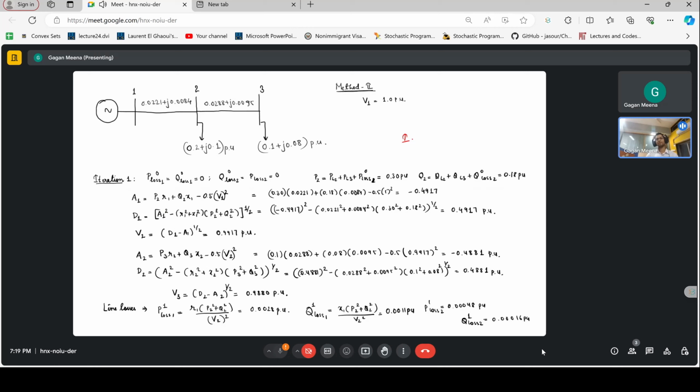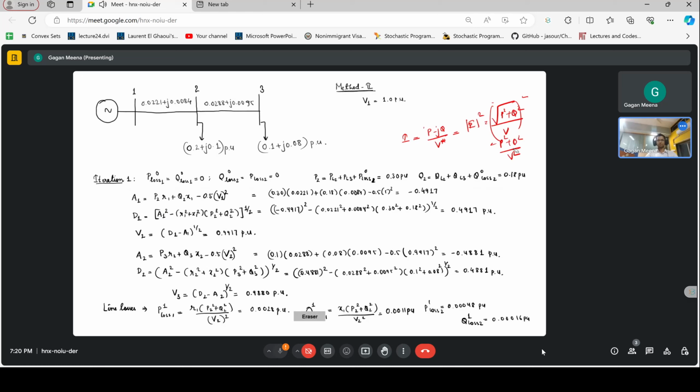Now multiply by R also. From here we are getting this expression for loss in line 1: R1 into P2 square plus Q2 square by V2 square. Similarly, Q loss 1, and when P loss 2 and Q loss 2 occur, we can calculate those also.